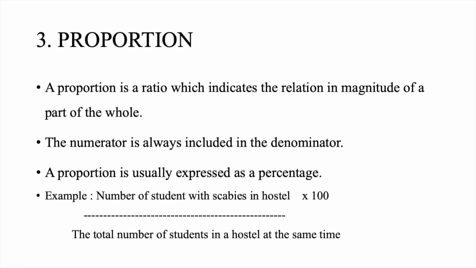The third one is the proportion. A proportion is a ratio which indicates the relation in magnitude of a part to the whole. The numerator is always included in the denominator and it is expressed as a percentage. For example, the number of students with scabies in a hostel divided by the total number of students living in that hostel at the same time, multiplied by 100.